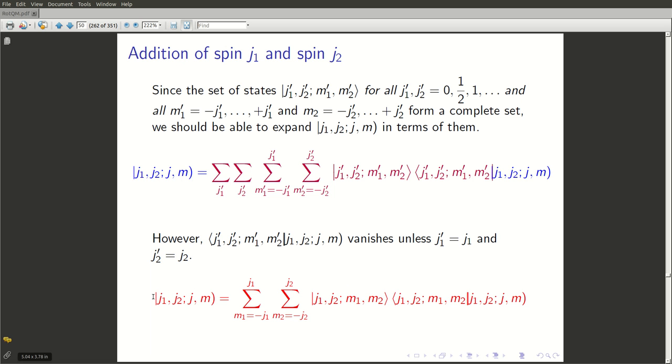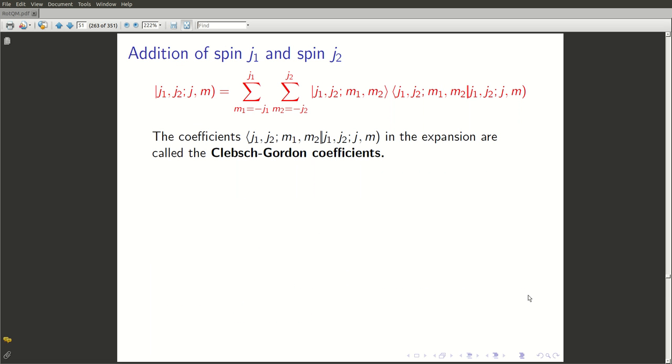Now of course what we have here is an expansion of a ket in terms of basis vectors, and here we have the coefficients. These coefficients are what are called the Clebsch-Gordan coefficients. So these are the things that we are going to talk about: the coefficients in the expansion of |J1, J2, J, m⟩ in terms of |J1, J2, M1, M2⟩. As we have already said, this is really a change of basis. So if you take all these coefficients together and put them in a matrix, that gives you the transformation matrix from going from one basis to another.